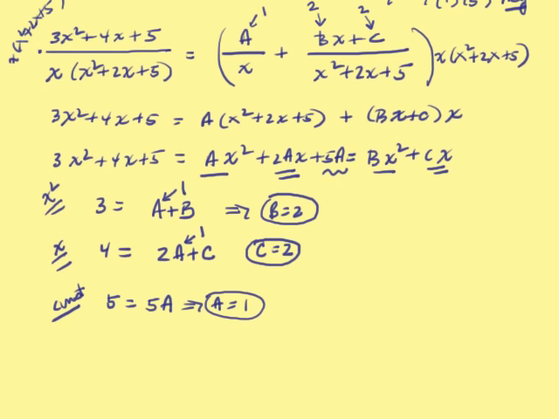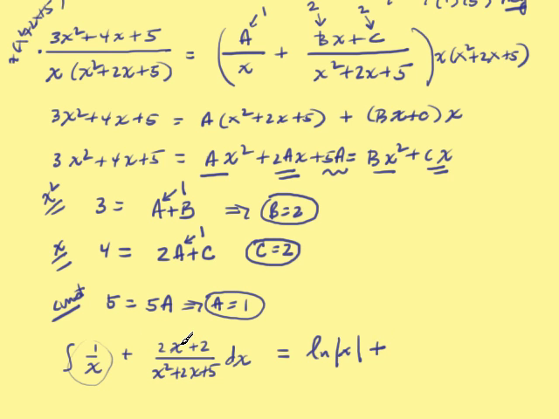All right, so we're going to integrate 1 over x plus (2x plus 2) over (x squared plus 2x plus 5). Okay, the first one's a log x. And notice that in the second term, the derivative of the denominator is 2x plus 2, which is exactly the numerator. So this is also a log. So that's exactly the log of the denominator. Okay, that is log of x squared plus 2x plus 5.